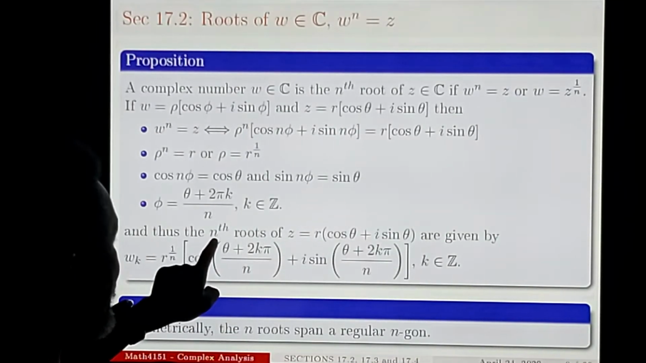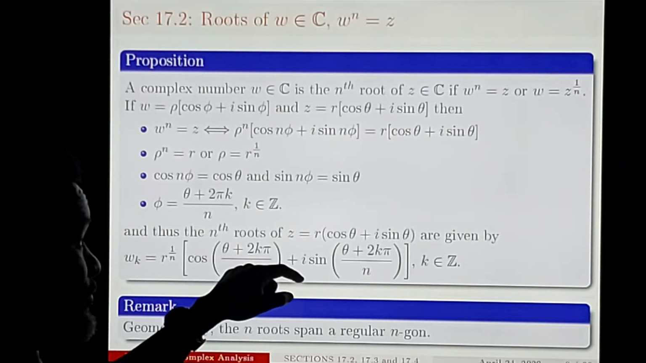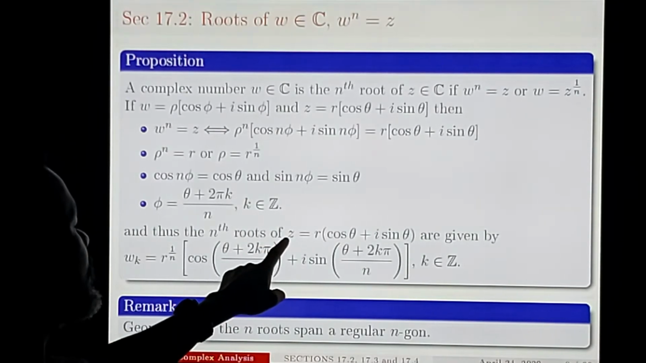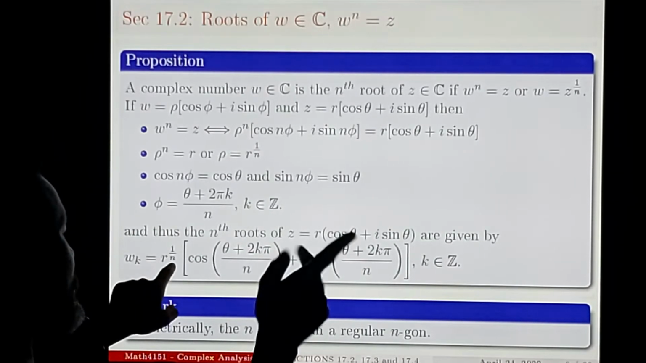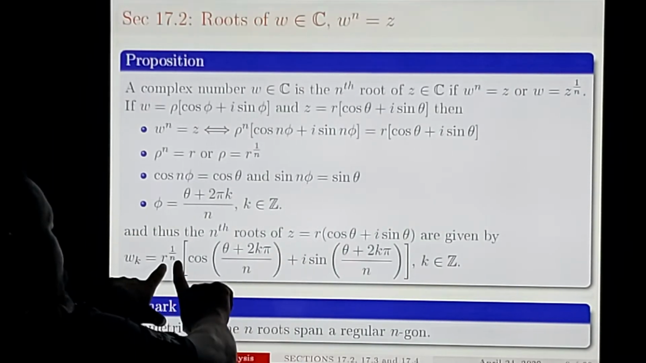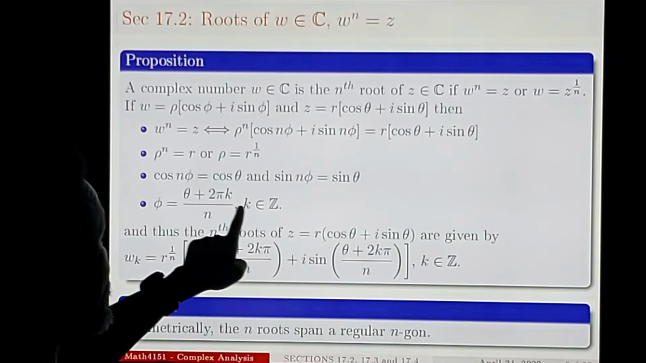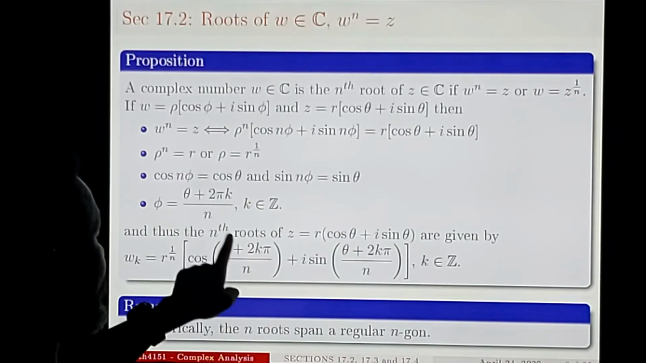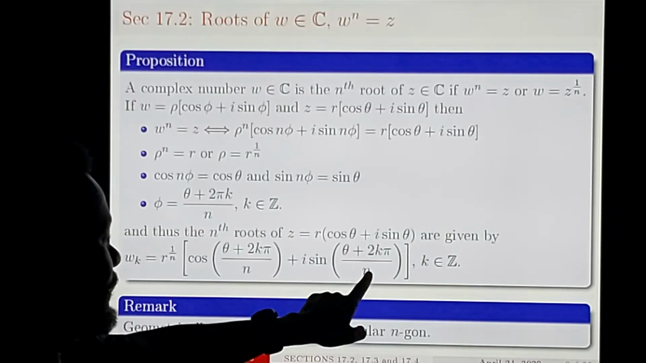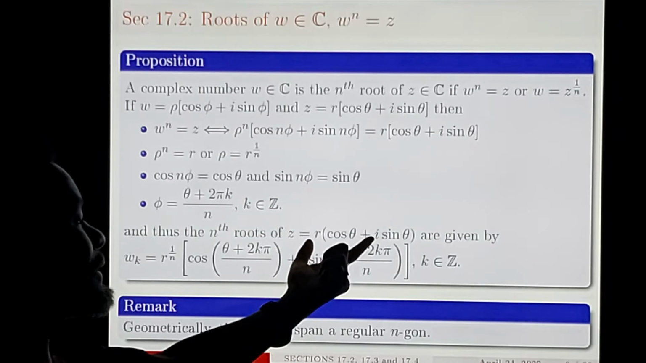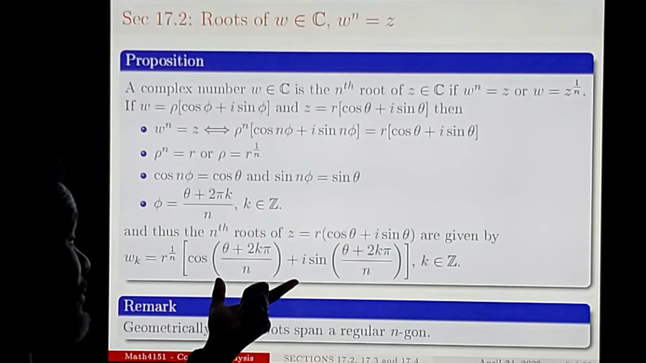And thus, the nth roots, because there are n of them. The nth roots of z are given by w_k, equal to the nth root of r, times cos of theta plus 2 pi k over n, plus i sin of theta plus 2 pi k over n. This gives you the nth roots. Whenever you're given a complex number in this form, then to get the nth roots, all you do is just apply this, ladies and gentlemen. That's what I've just explained.